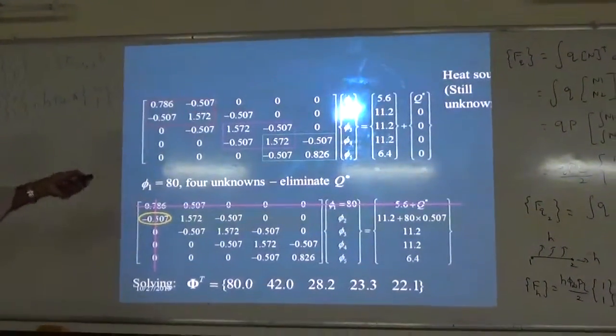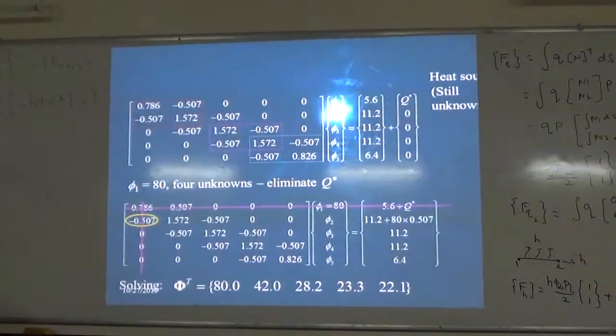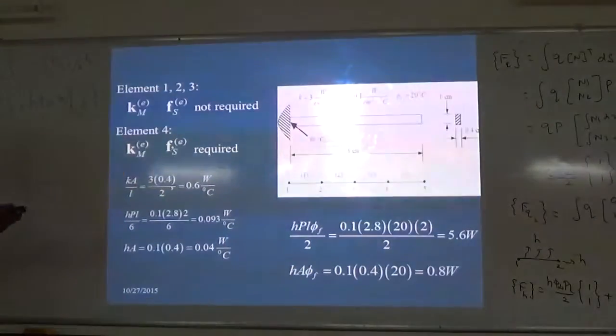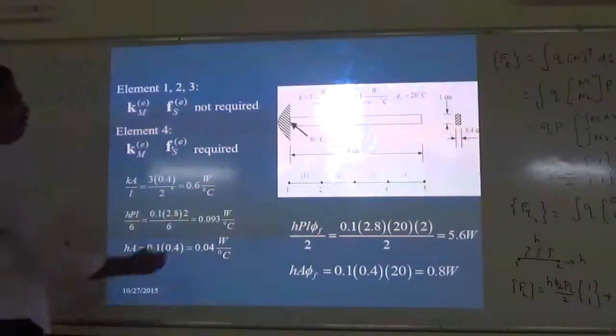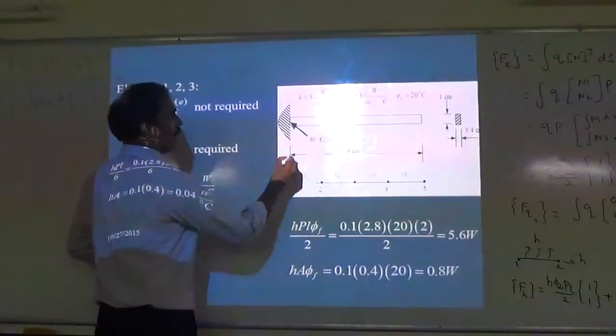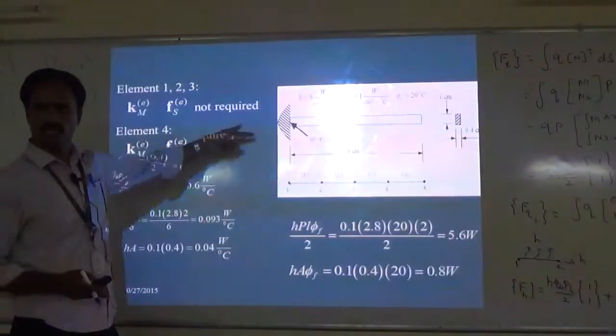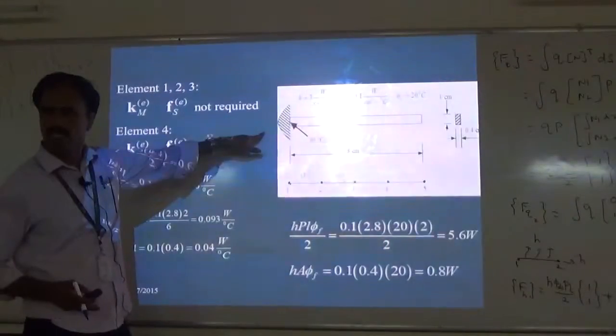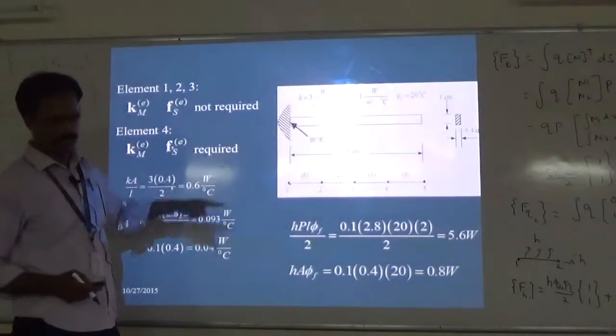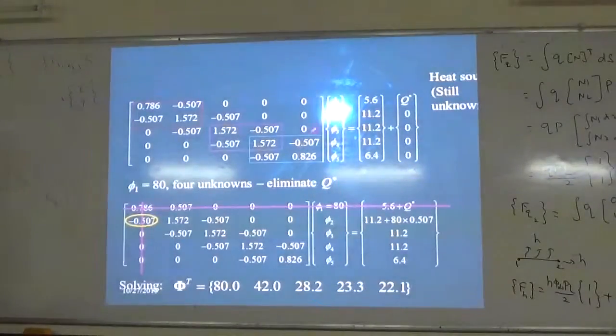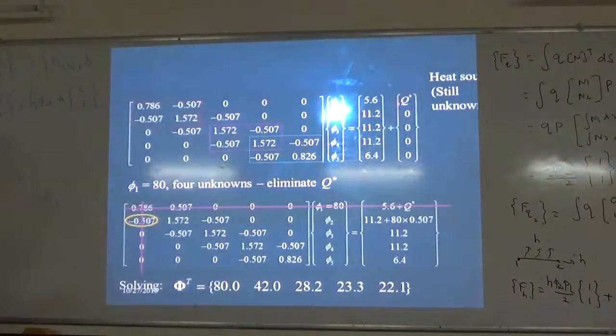Now apply the boundary condition. The boundary condition is that T1 equals 80 degrees Celsius, that is Phi1 equals 80 degrees Celsius. This temperature is given. In order to maintain this 80 degrees Celsius, there must be a constant heat flow. Otherwise, you cannot maintain this 80 degrees Celsius. Let's not go there. We are just adding this Q, the heat source, to maintain the 80 at node number 1.